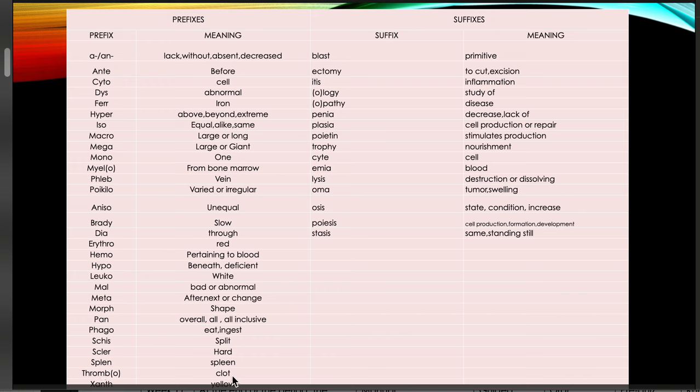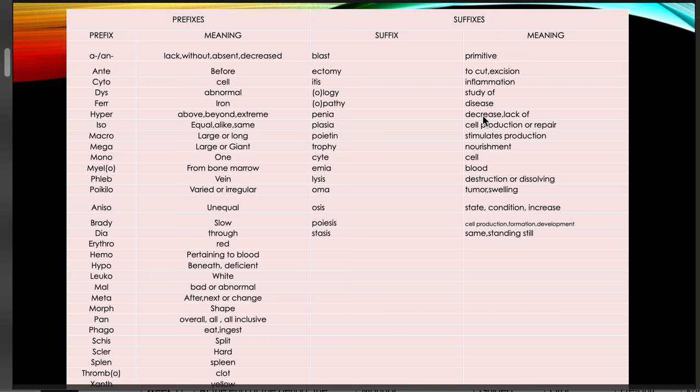Xanth means yellow. Now the suffixes: you have blast, which means primitive. Ectomy means to cut or excise. Itis means inflammation, usually like myositis. Phlebitis. What is the meaning of phleb? There was phleb earlier, right? Phlebitis, so there is inflammation in the veins. Ology or logy means study of. Opathy or pathy means disease.